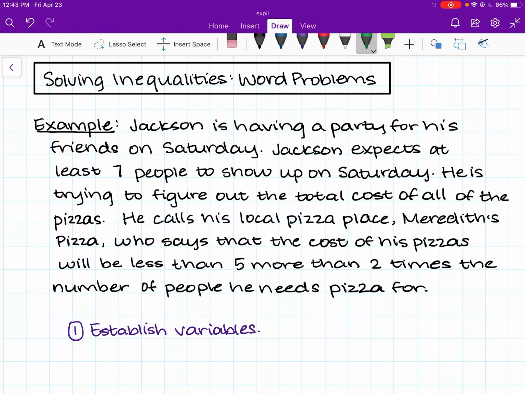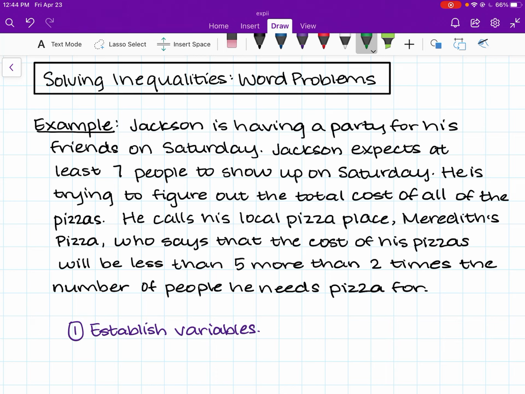In this lesson, we are going to practice solving word problems with a system of inequalities, and we're going to do that by going through an example together. Jackson is having a party for his friends on Saturday. Jackson expects at least 7 people to show up. He is trying to figure out the total cost of all of the pizzas.